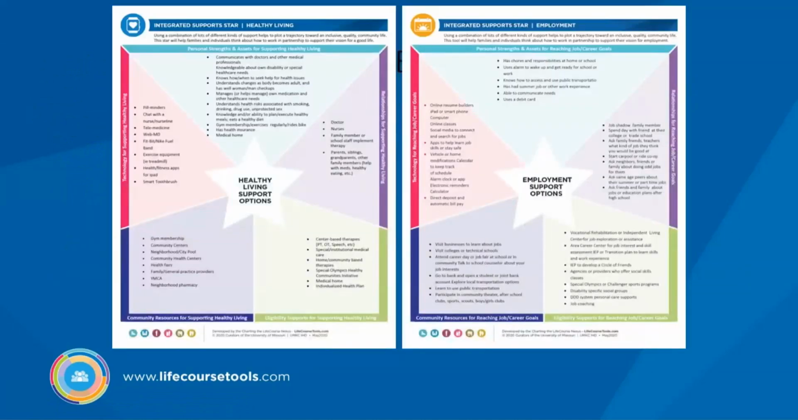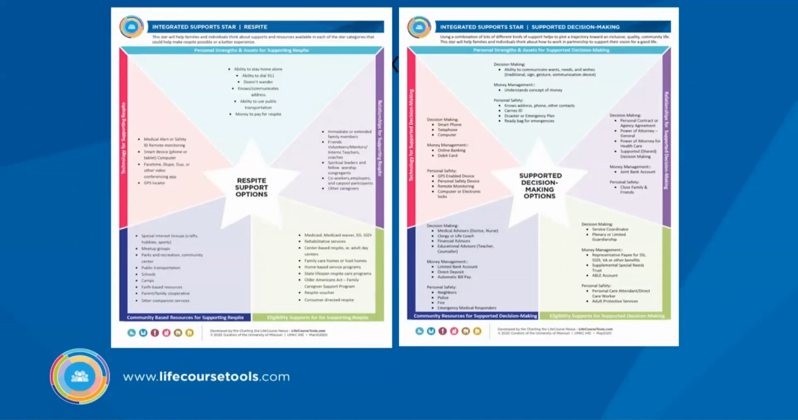We also have what we call starter stars, or I like to call them cheat sheets. These are all available on our website. And so somebody put the Lifecourse Tools website in the chat. So check that out. The STAR has its own section. It has a whole section. So if you scroll down through the library, you'll see the STAR section, and all of the different starter stars are there. And so these are just examples. One's healthy living, one's employment supports, one's respite options, and then this is for supported decision making.